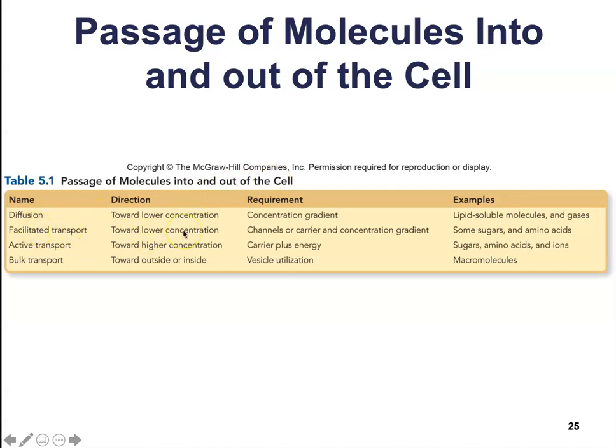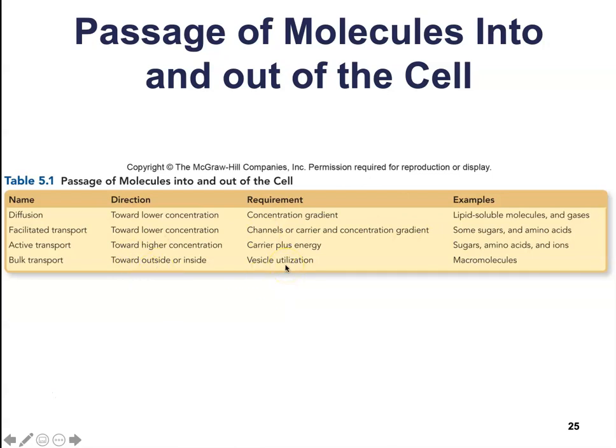Facilitated transport: things are again moving along their concentration gradient, except that they have to move through the membrane through a channel or a carrier protein. Active transport is now going in the opposite direction, moving against the concentration gradient. It requires a carrier protein, but it also requires energy. Things like sugars, amino acids, and certain ions will move this way as well. Bulk transport gives an example of macromolecules, or bacteria. This can move either way, and it utilizes vesicles.